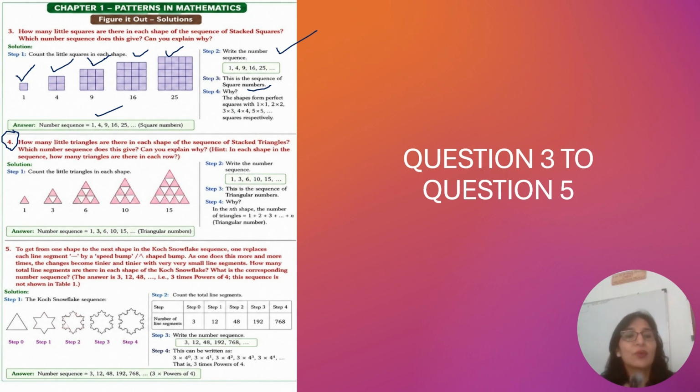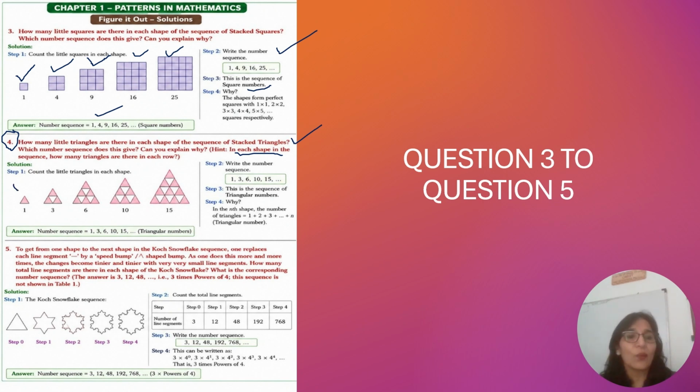Likewise, you can even see question number 4. How many little triangles are there in each shape of the sequence of stacked triangles? Now, which triangles? Stacked triangles. Which number sequence does this give? Can you explain why? A hint is also given, children. You can refer to your textbook while you're solving these questions. Count the little triangles in each shape. So what you have to do? Don't worry. The moment you get the stacked squares and stacked triangles, start counting.